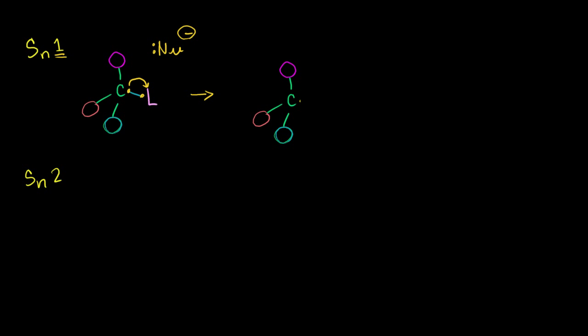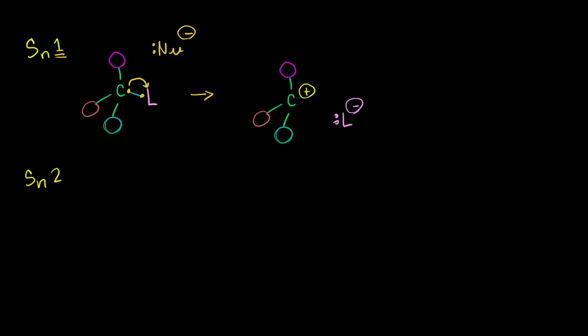Let me erase this right here so you don't think that electron is still there. So it now has a positive charge. The leaving group, which was neutral, took an electron, so it now has a negative charge. The leaving group now has at least two valence electrons there, and a negative charge, probably a lot more.